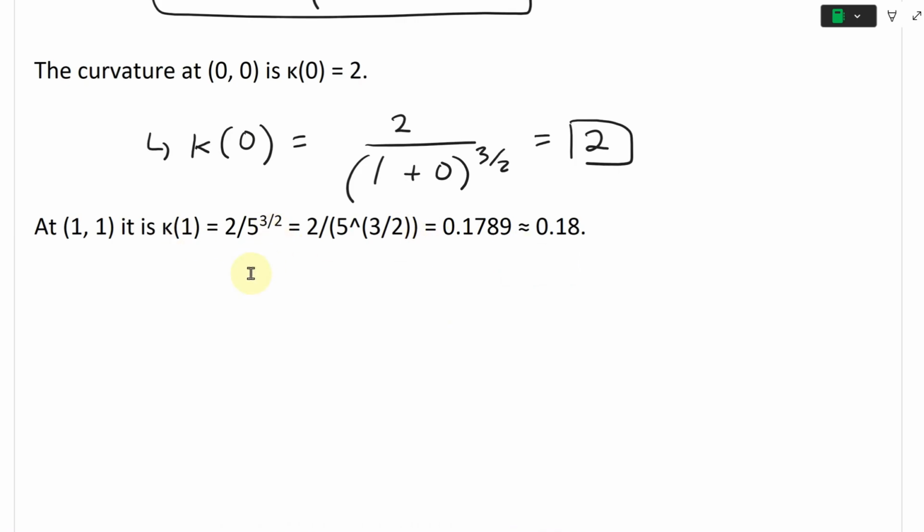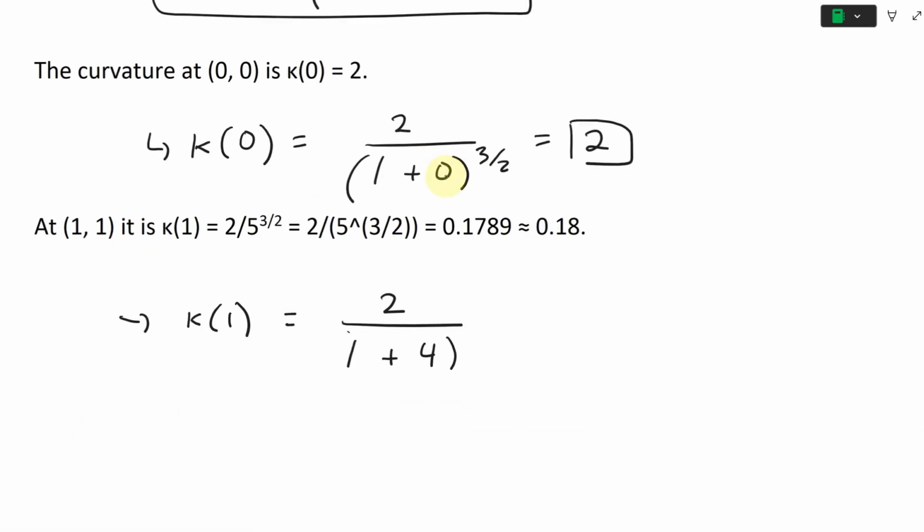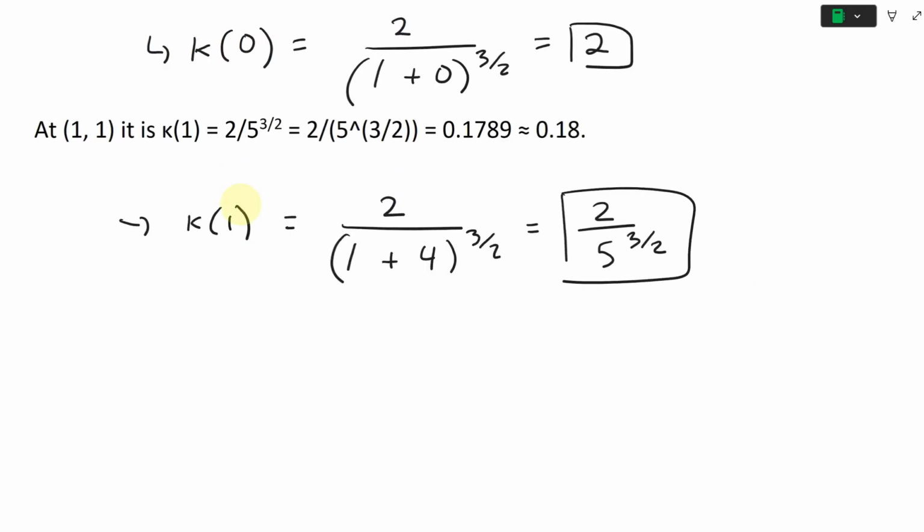And also, again, just to write this for completeness, if you write kappa of 1, this equals 2 over 1 plus 4 times 1. So 4 times 1 is just 4, and then 3 over 2. So it equals 2 over 5 to the 3 over 2. So that's exactly this right here. All right, so that's what that is. I'll just box this in. And then the last one is at 2, 4.